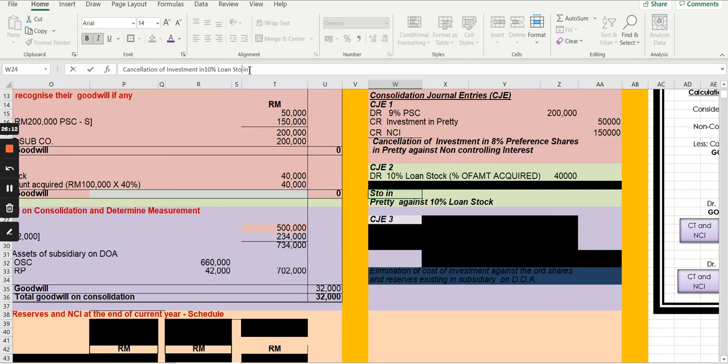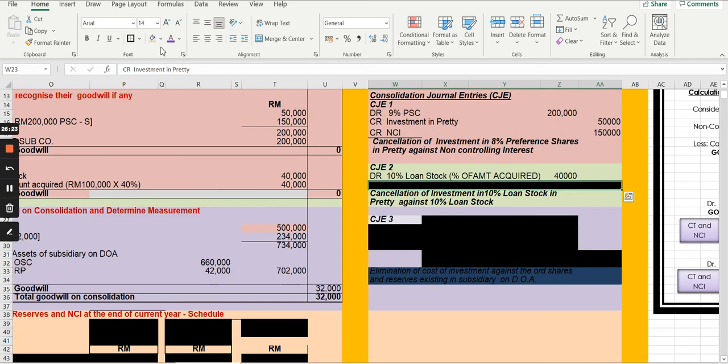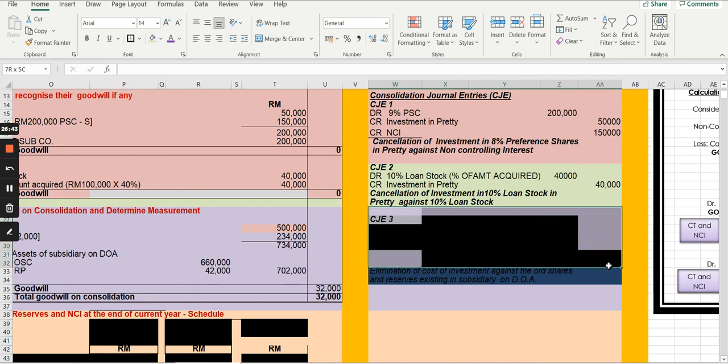Loan stock in Preti. And then you credit the cost of investment. You will not credit NCI, because NCI, as I said, only relates to shares that qualify as equity. Similar treatment should be done if you are dealing with redeemable preference shares. Next, the consolidation entry for the goodwill.